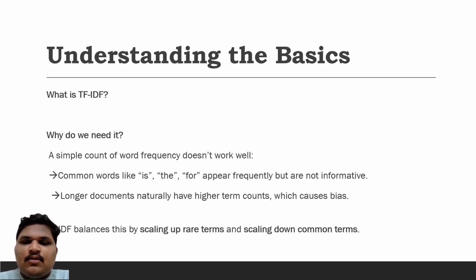A simple count of word frequency does not work well. Common words like is, the, for appear frequently but are not informative. Longer documents naturally have higher term counts, which causes bias. TF-IDF balances this by scaling up rare terms and scaling down common terms.